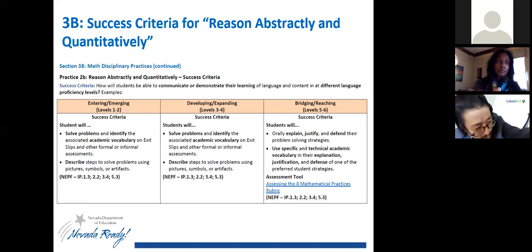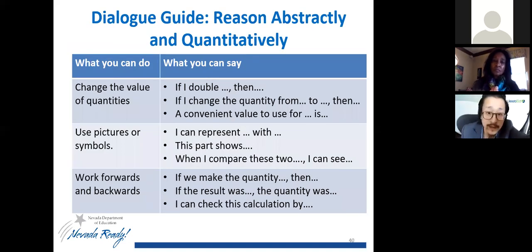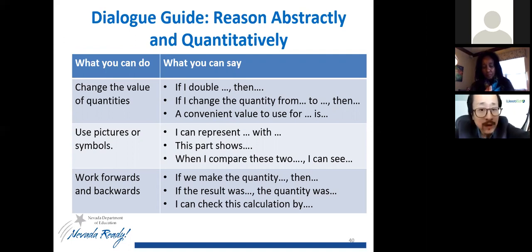So based upon our deconstruction of the mathematical practice to reason abstractly and quantitatively, we devised a dialogue guide to assist pairs of students as they are discussing the problem, probably in those small groups when they each have a card, right? You might want to give them some time to unpack the problem first. And so what we said was, when you're reasoning abstractly and quantitatively, there's 3 things that you can do. Those are the 3 choices on the left. You can change values. You can use pictures or symbols, right? You can call the price P if you're so inclined. And you can work forwards and backwards. Those are the 3 kinds of things that typically are helpful when you are reasoning abstractly and quantitatively.